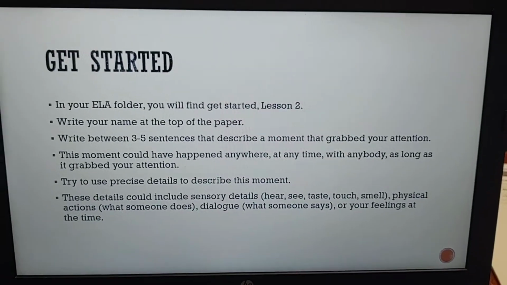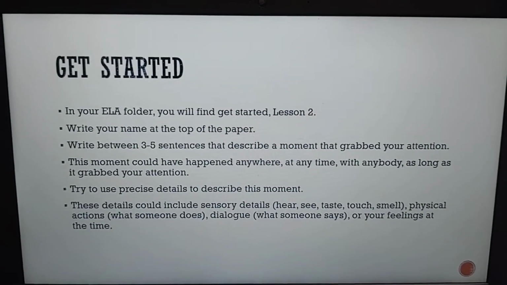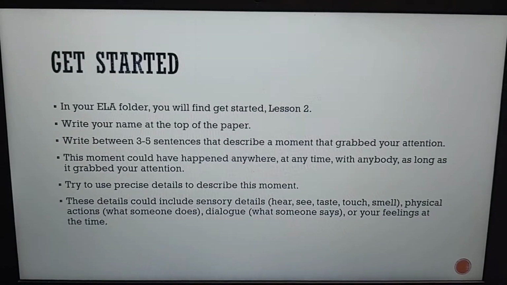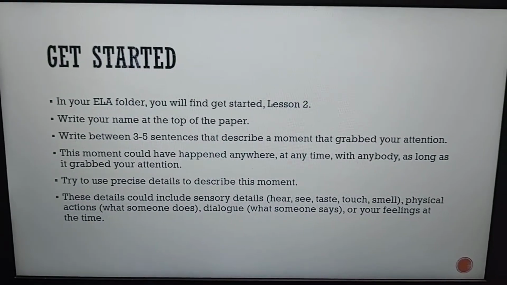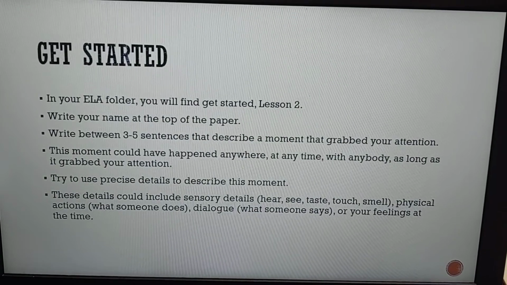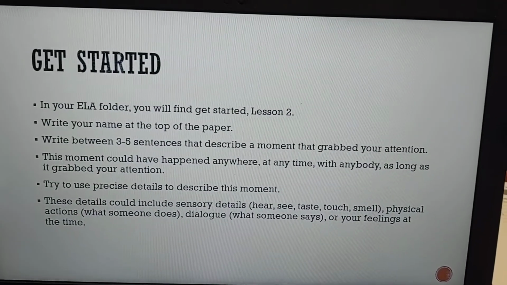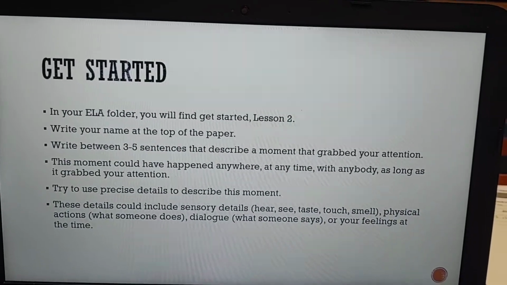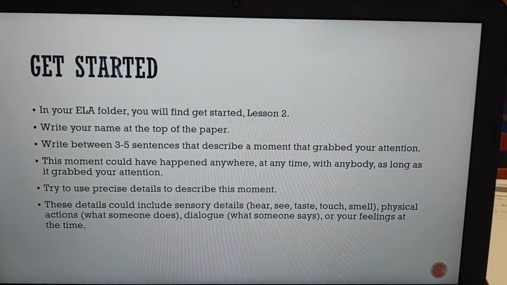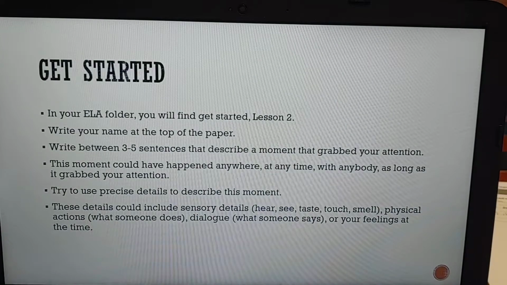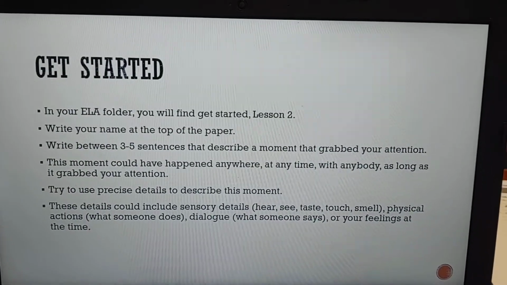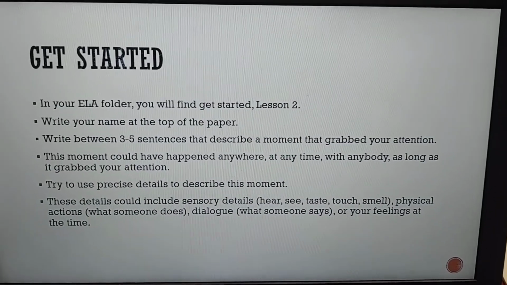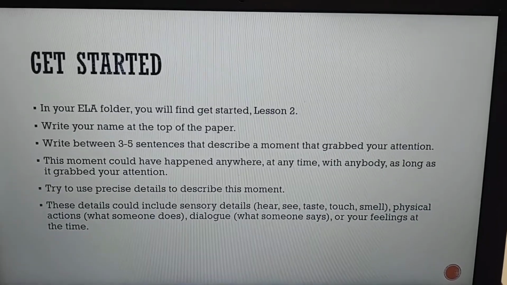First, we need to get started. So in your ELA folder, you will find Get Started Lesson 2. Write your name at the top of the paper. You will need to write between 3 to 5 sentences that describe a moment in time that grabbed your attention. This moment could have happened anytime, anywhere, with anybody, as long as it grabbed your attention and you remember. Try to use precise details to describe this moment.